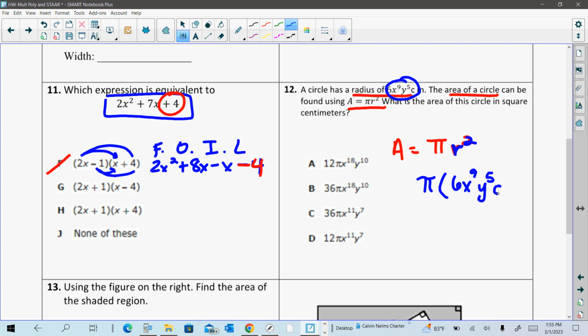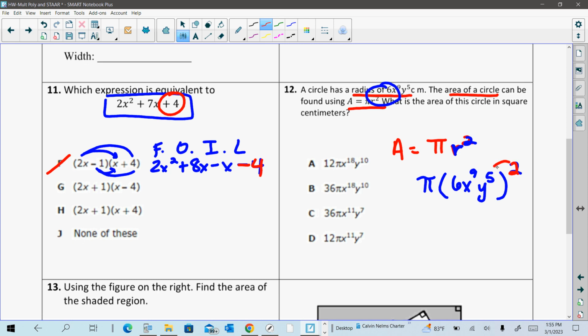Is it c? I can't even see. Hold on. I don't think that c was supposed to be there. Oh, it's centimeters. That's not a c. Just centimeters. Sorry, guys.